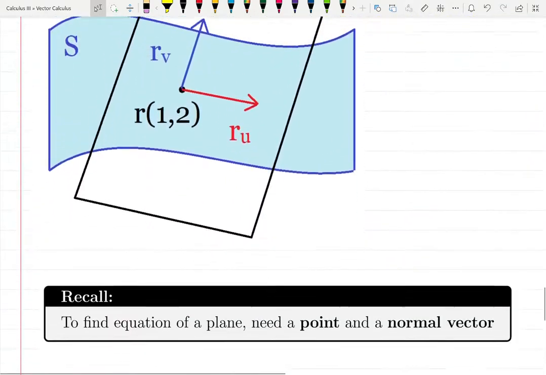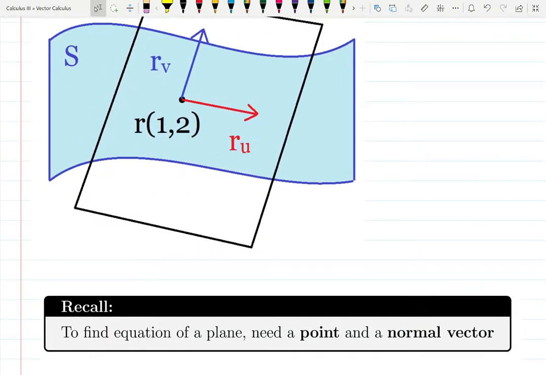That takes us to a very good review for the final exam. To find the equation of the plane, remember you need a point and a normal vector. So a point does not fix the exact plane, but a normal vector sticking out like this fixes a unique plane. So that's what we need now.